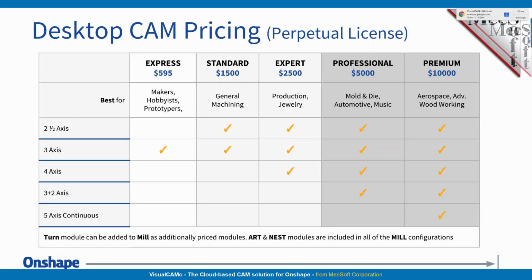So Joe, just to give you an idea about the perpetual licensing model that we use in our desktop products and also the pricing, so you get an idea of how VisualCAMc pricing might play out, because we still haven't decided completely on the pricing. VisualCAMc is still in beta. We have 5 configurations: Express, Standard, Expert, Professional, and Premium. Starts at $595 all the way up to $10,000 for the full-fledged Premium configuration, which includes 2.5 axis all the way up to continuous 5-axis machining.